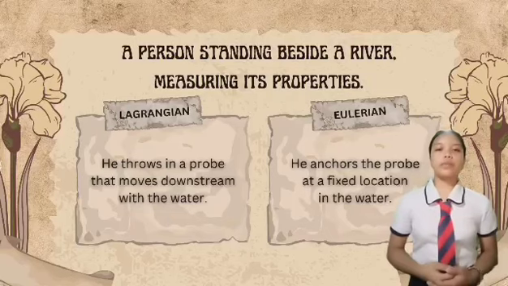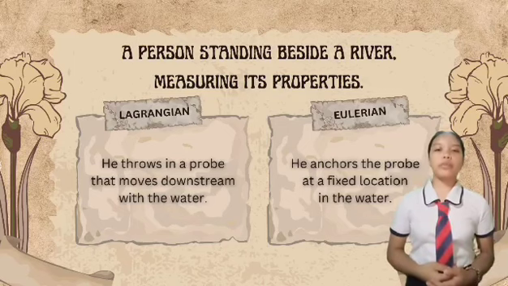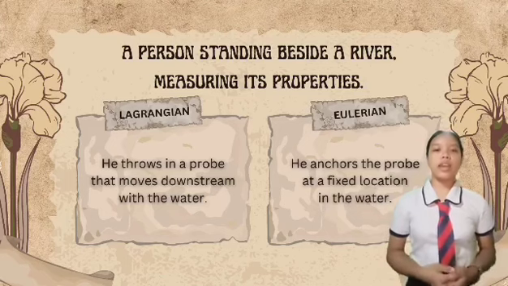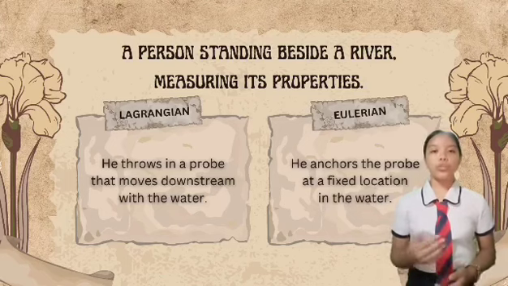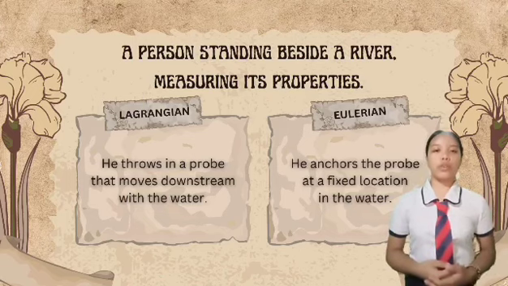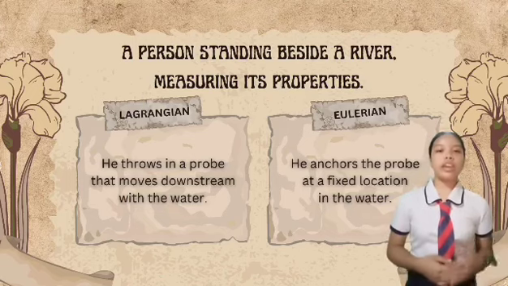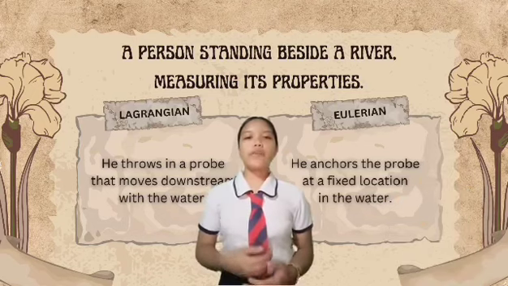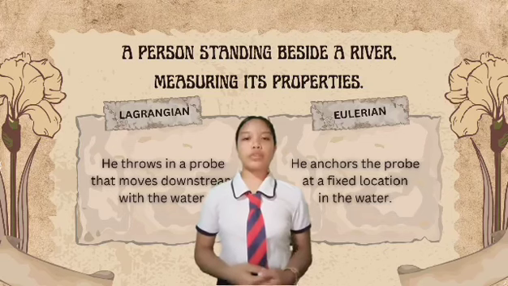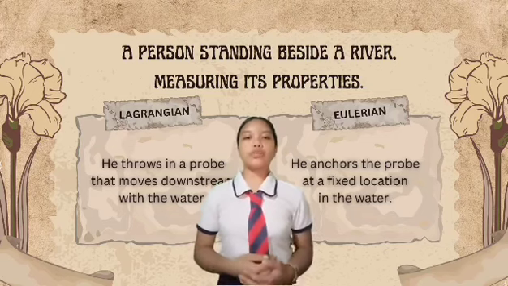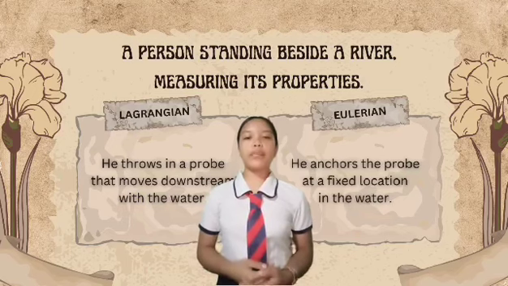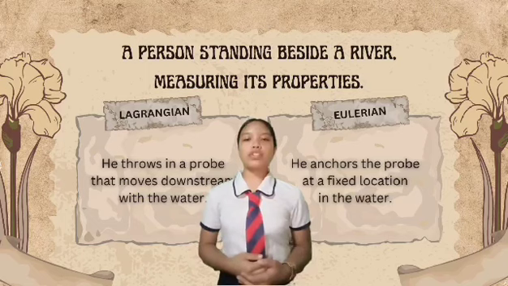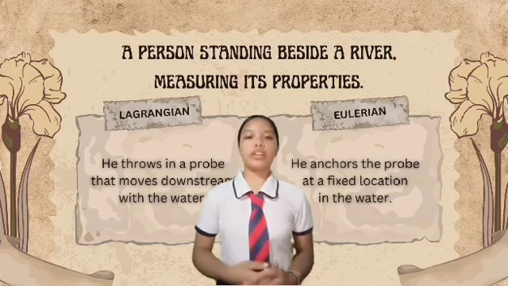The difference between these two descriptions is made clearer by imagining a person standing beside a river measuring its properties. In the Lagrangian approach, he throws a probe that moves downstream with the water, while in the Eulerian approach, he anchors the probe at a fixed location in the water. There are many occasions in which the Lagrangian description is useful. The Eulerian description is often more convenient for fluid mechanics applications. Furthermore, experimental measurements are generally more suited to the Eulerian description.